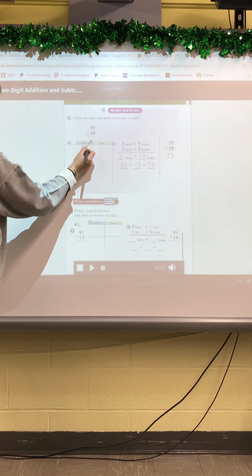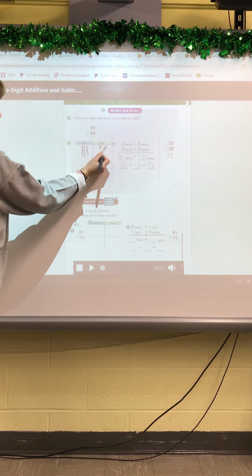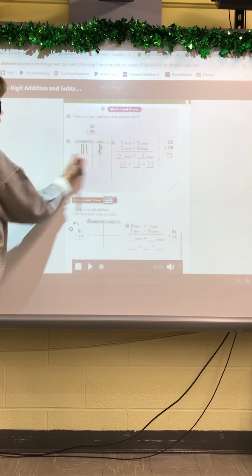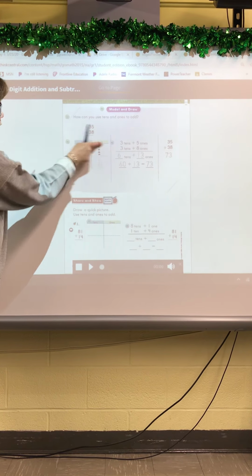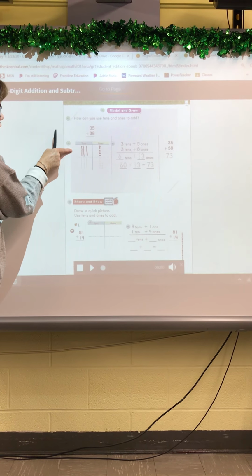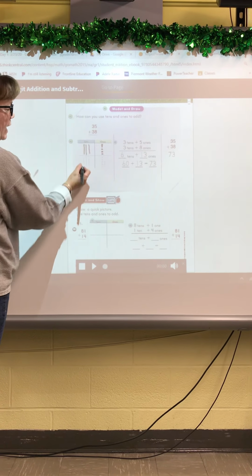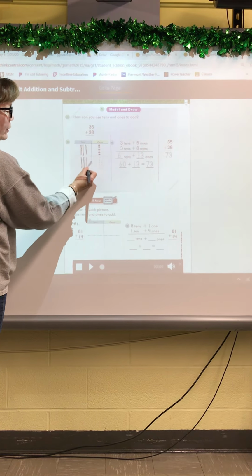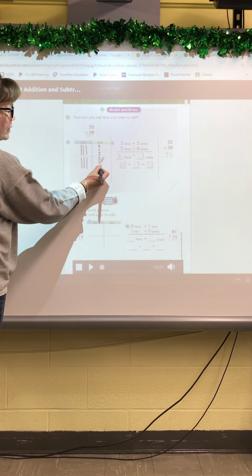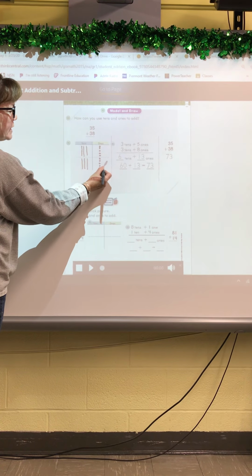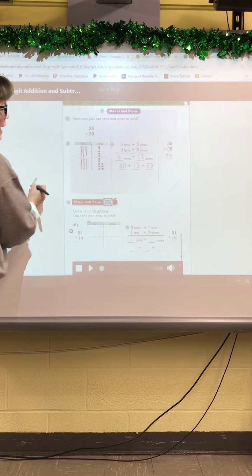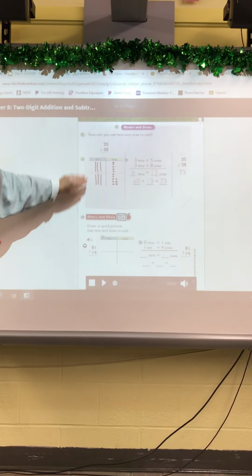10, 20, 30, 31, 32, 33, 34, 35. So here's our top number and here's where we've illustrated it and shown it. The next number is 38. 10, 20, 30, 31, 32, 33, 34, 35, 36, 37, 38. So I've got both numbers illustrated.